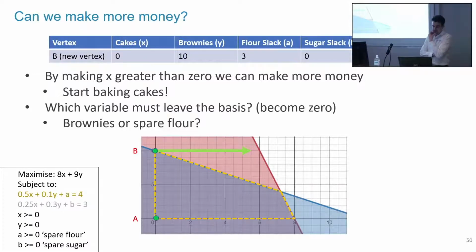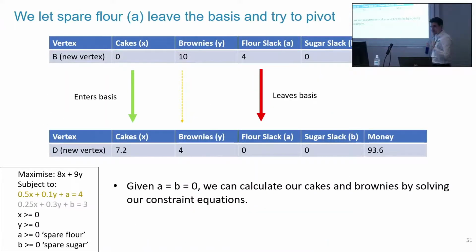So then which one leaves the basis? Brownies or spare flour? Again, I'm not going to make brownies 0, so I'm going to let spare flour leave the basis. The choice there is pretty obvious. So my flour is going to leave the basis, and my cakes are going to enter the basis.